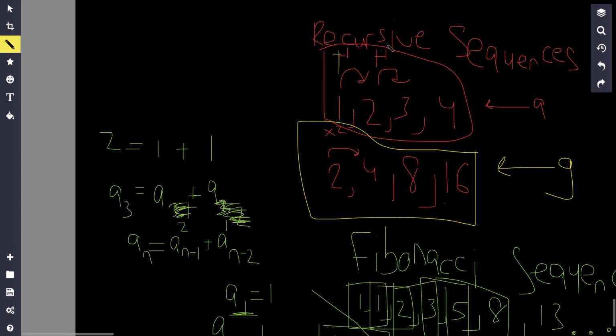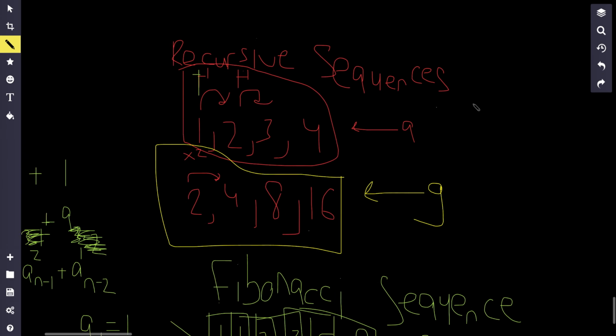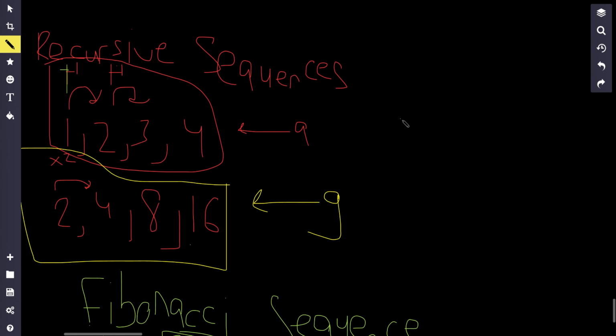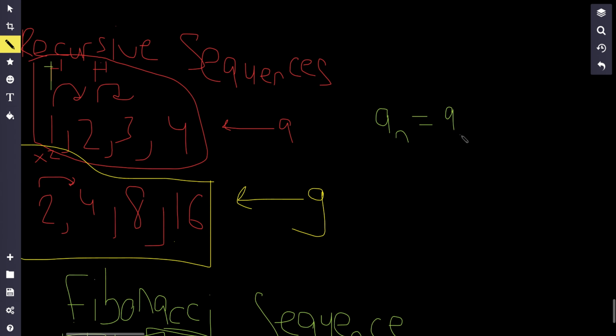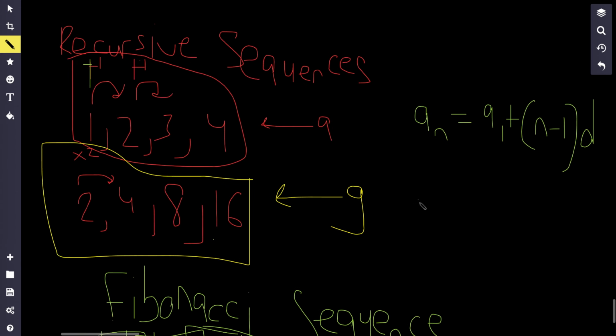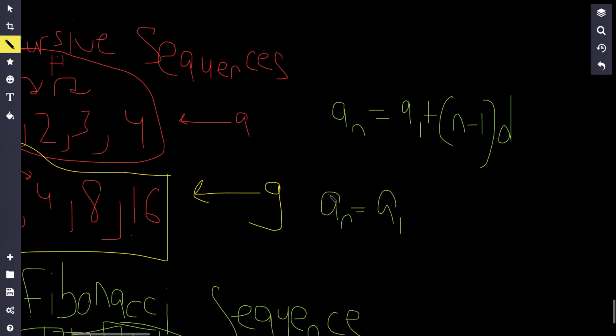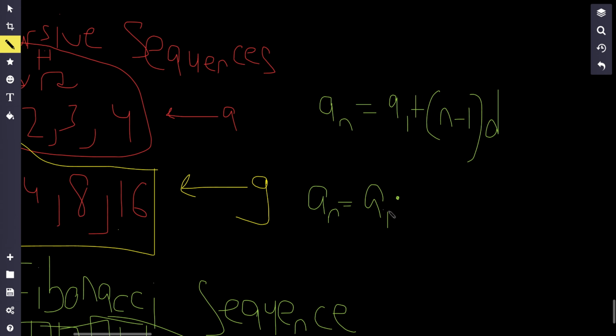Now, recursive sequences are weird. In an arithmetic sequence, if you want to find out the nth term of the sequence, it's going to be equal to your first term plus n minus 1 times your common difference. For geometric sequences, the formula for finding the nth term is a sub n equal to the first term times the common ratio to the n minus 1 power.